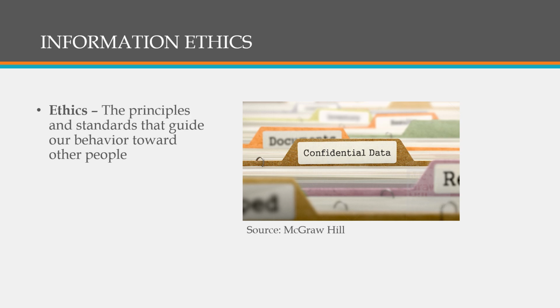At the cross section of technology and business is the importance to keep information secure, confidential, and private. Ethics is a big part of this process. Ethics are the principles and standards that guide our behavior toward other people, especially with information. There's sensitive information out there about individuals, clients, company records, etc., that have to have the ability to both be secure technology wise, but also from a people oriented perspective.